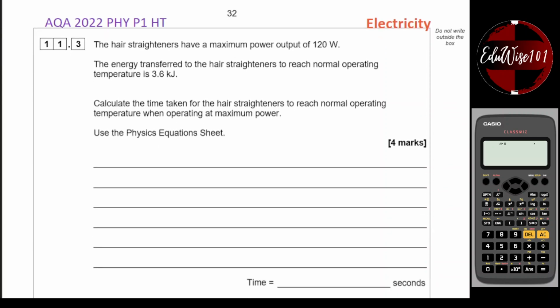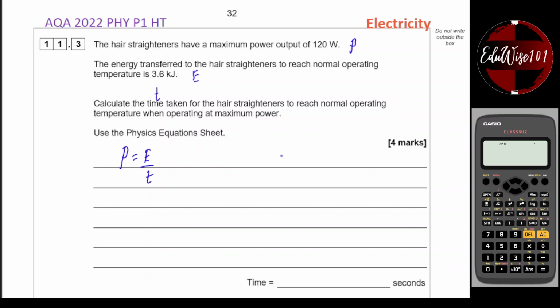Question 11.3. The hair straighteners have a maximum power output of 120 watts. So that would be my power. The energy transfer to the hair straighteners to reach normal operating temperature is 3.6 kilojoules. So that's my energy. Calculate the time, T, taken for the hair straighteners to reach normal operating temperature when operating at maximum power. So the equation that links all three of them is power equals the energy divided by the time.